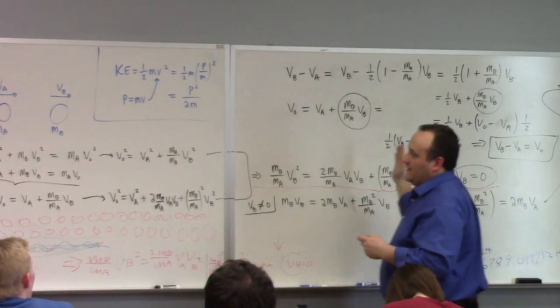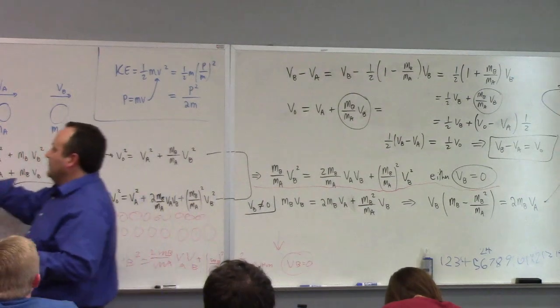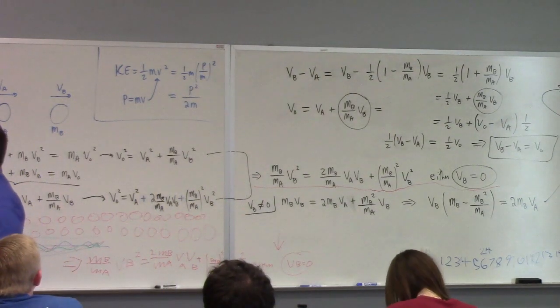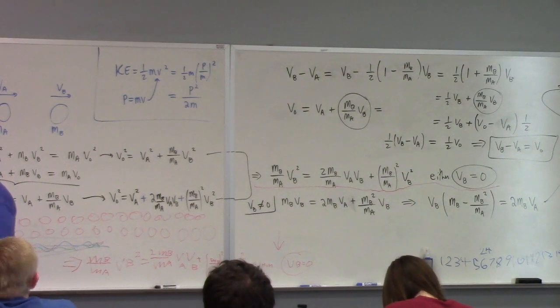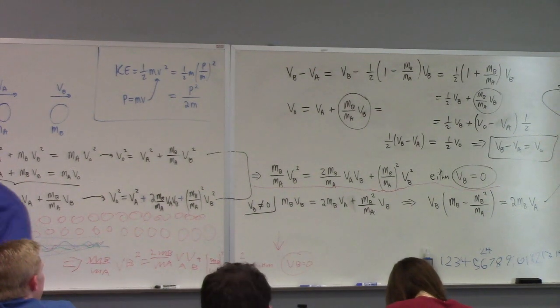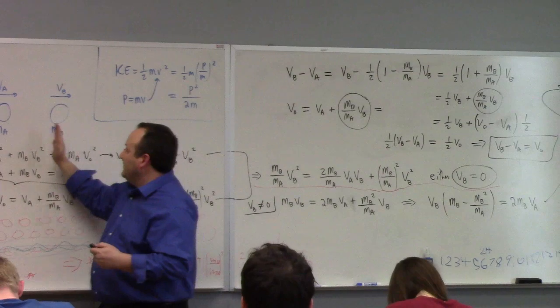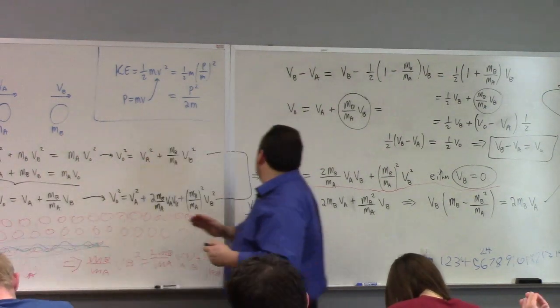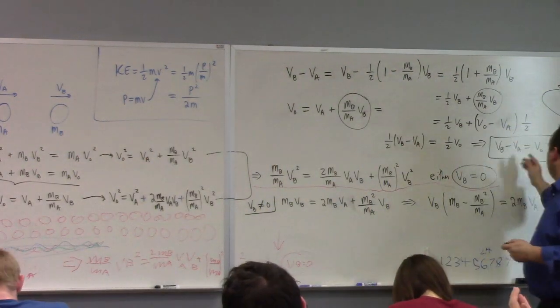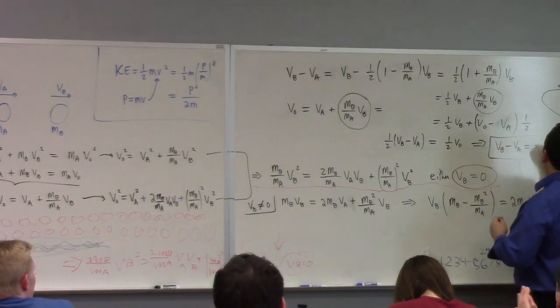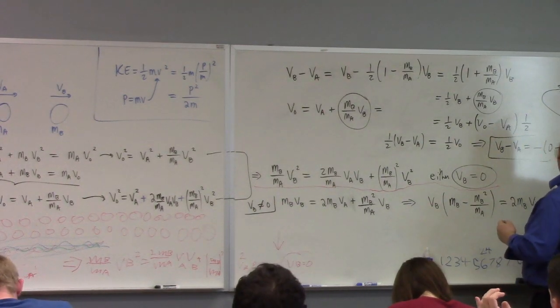So I might have done this wrong. Let's see, B minus A. Oh, no, I didn't do it. What would the relative velocity before be? 0 minus V naught is the initial relative velocity. What's the final relative velocity? VB minus VA. So you see we have, this is equal to minus (0 minus V naught).